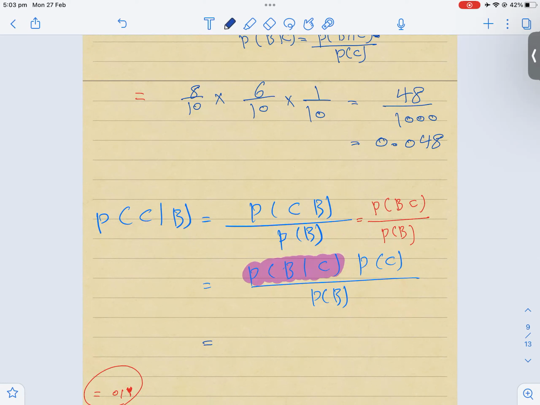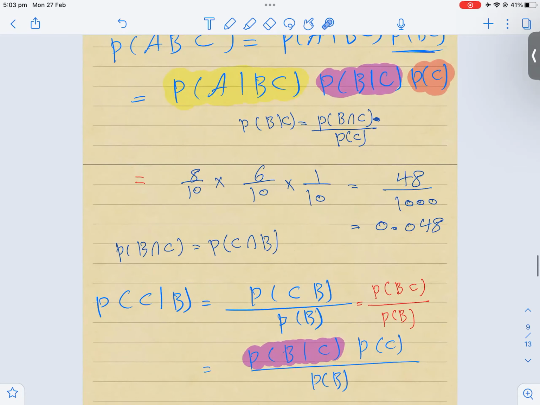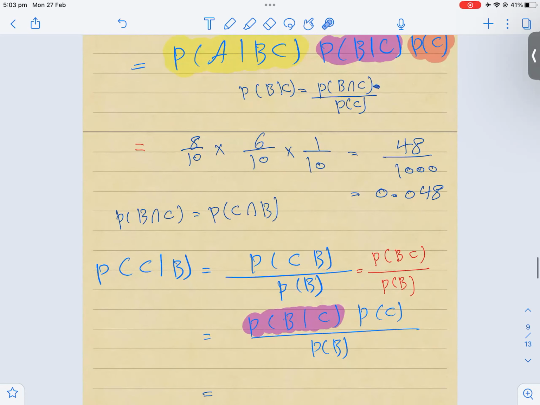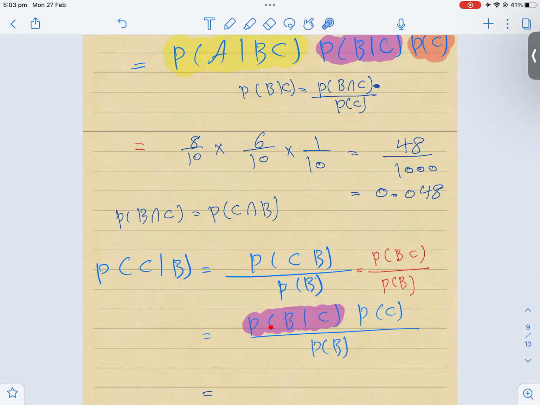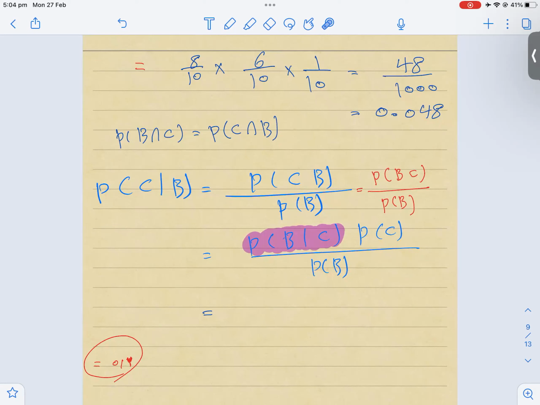Probability of B intersection C is definitely equal to probability of C intersection B. So now this part, probability of BC, I can write from here: probability of B conditioned on C times probability of C. So probability of B conditioned on C times probability of C, divided by whatever it is in the denominator.